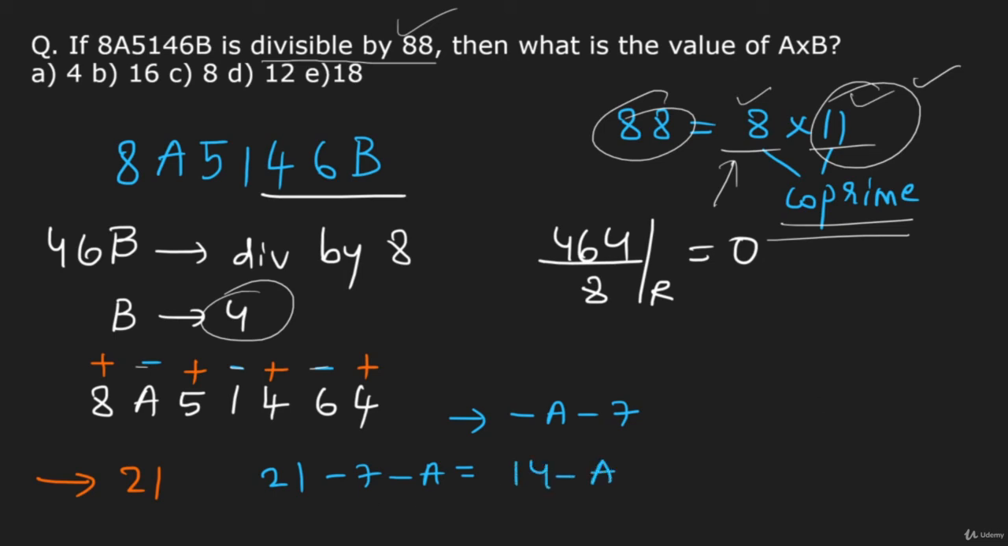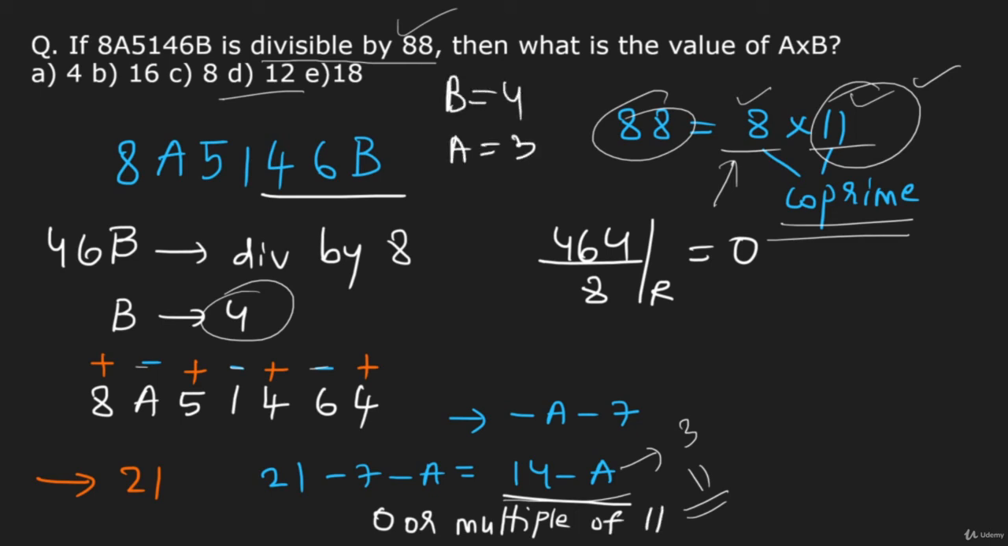From the divisibility rule for 11, we know that 14 minus A should either be 0 or a multiple of 11. Now I can see that if I give A the value 3, 14 minus 3 will give me 11, which is a multiple of 11, and from the options I can see I have such a value. I have 12 over here. Therefore, B is equal to 4 in this case and A is equal to 3, and my answer is 4 into 3, which is equal to 12.